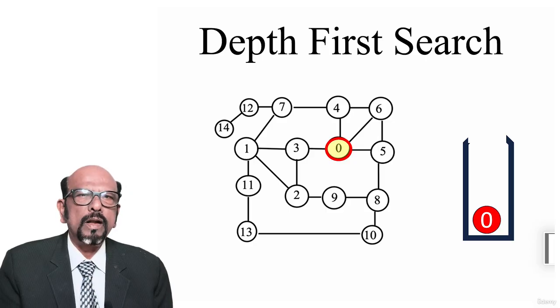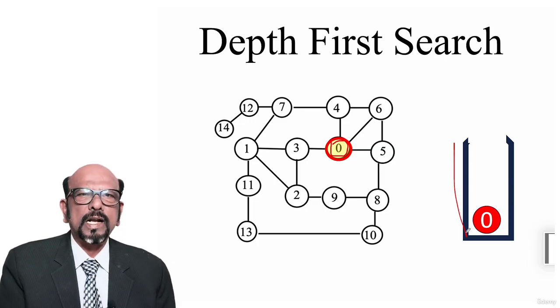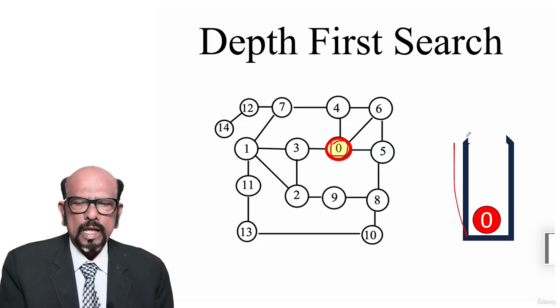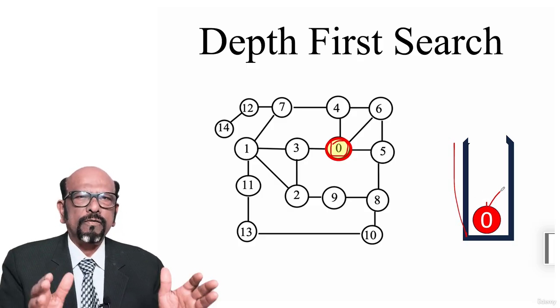Now let us look at it. Here is the graph. So I begin from 0. So what I do is I have a stack. So this is the stack. Stack is last in, first out. If you want to take out, there is only one way. So first we keep 0 inside the stack. So that is the first work.